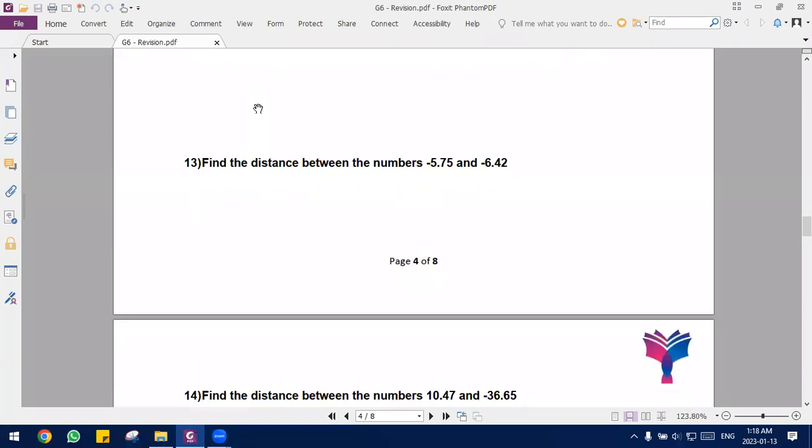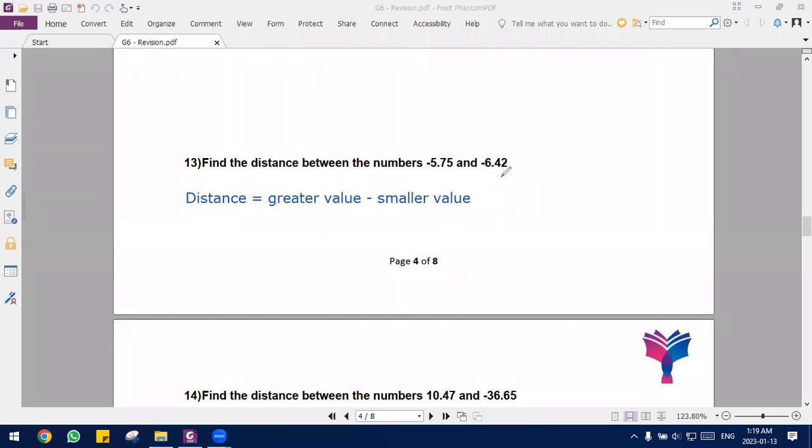Question 13. Find the distance between these two numbers. So we say that the formula to find the distance, and remember distance is always positive, is the greater value minus the smaller value. So when you put the greater value first and then subtract the smaller, the distance has to be positive. Why? Because greater minus smaller, you will get a positive value.